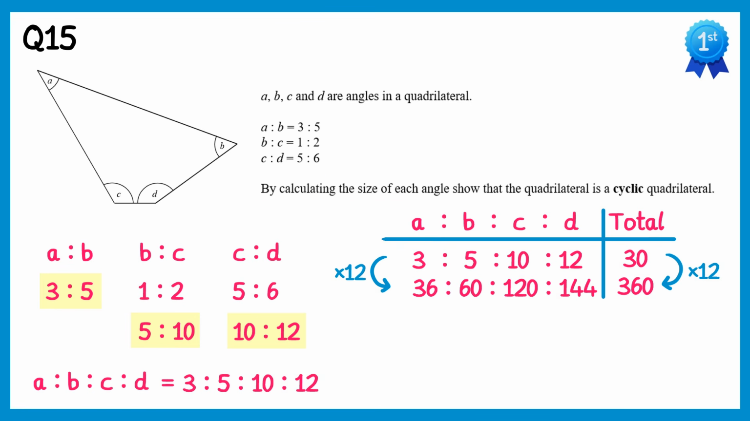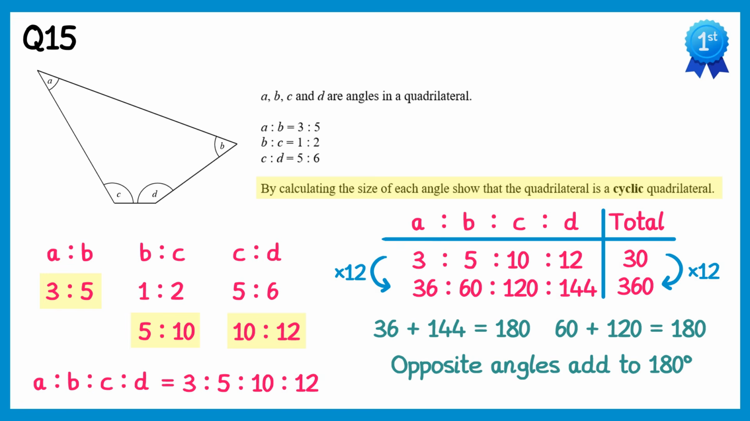Now we need to check that it's a cyclic quadrilateral. In a cyclic quadrilateral, the opposite angles add up to 180. If you look at the diagram, you can see that A is opposite D, so let's add A, which is 36, to D, which is 144, and there we go, it's 180. Let's do the same with C and B. So if you add B to C, you get 60 plus 120, which is also 180. And then we should put a concluding statement that shows we know this fact, so opposite angles add up to 180, so this must be a cyclic quadrilateral.